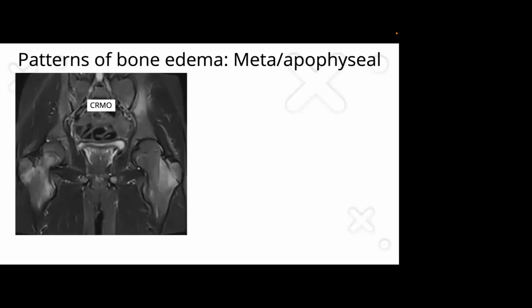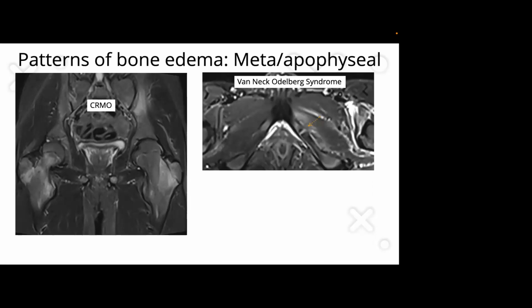When you start to see metaphyseal and apophyseal bone marrow edema, I think you've got to be careful again to start thinking about a variety of things. So this is a patient in whom you can see metaphyseal bone marrow edema, which, if you saw this in an isolated location, you would potentially start thinking about osteomyelitis. And when you have a multifocal appearance like this, which is either symmetric or asymmetric, we have to start thinking about inflammatory disorders of bone, such as CRMO or non-bacterial osteitis.